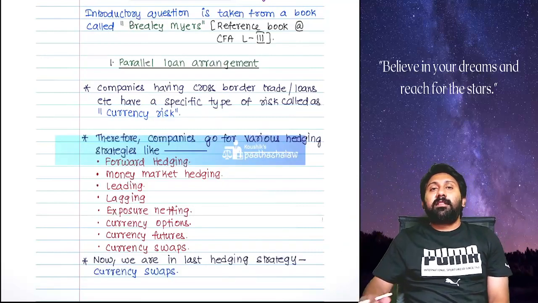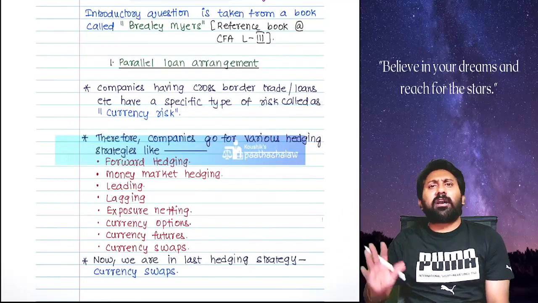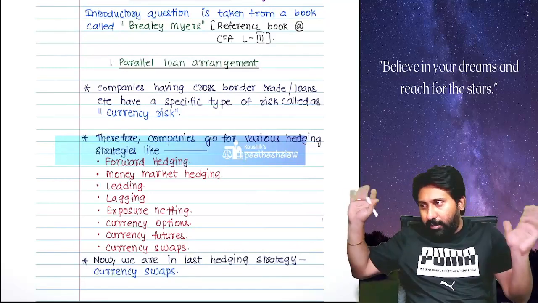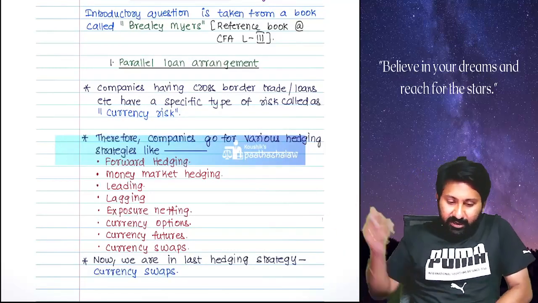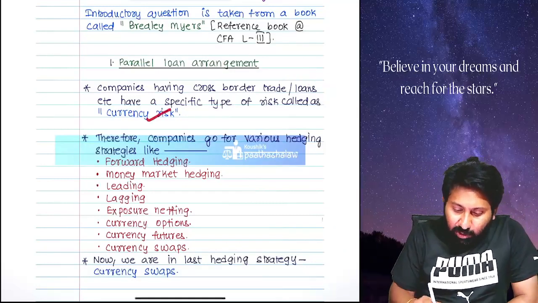Yes, in that there is only one possibility, and that possibility is currency swaps. No sir, I don't want this. Then if you go for any of these, you will get a big loss, you can cry. Okay, let's see. Companies having cross-border trade or loans have a specific risk called currency risk.